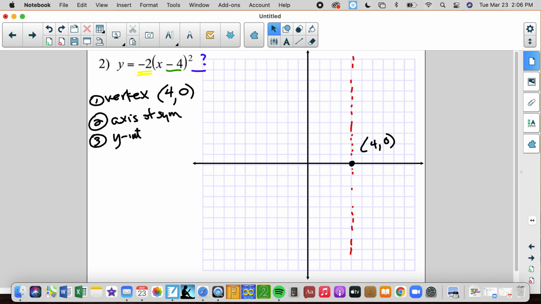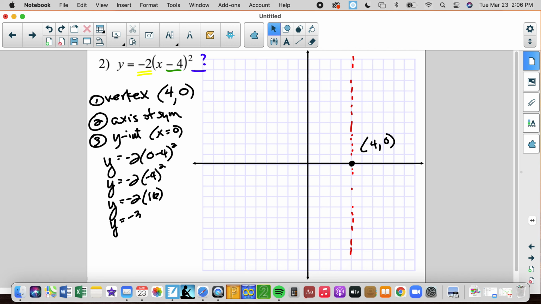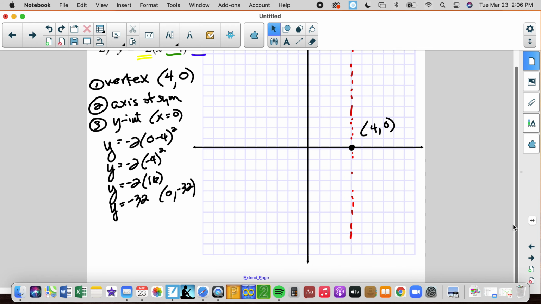Y-intercept, x is going to be 0. So we have y equals -2 times 0 minus 4 squared. And there's nothing left there, so I was going to write a question mark. So let's simplify that. -2 times -4 squared. We're going to square before multiplying. So -4 squared is positive 16, because -4 times -4 is positive 16. And that gives us -32. So my y-intercept, whoa, it's 0, -32.